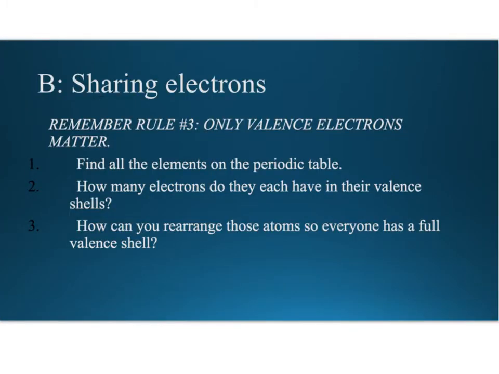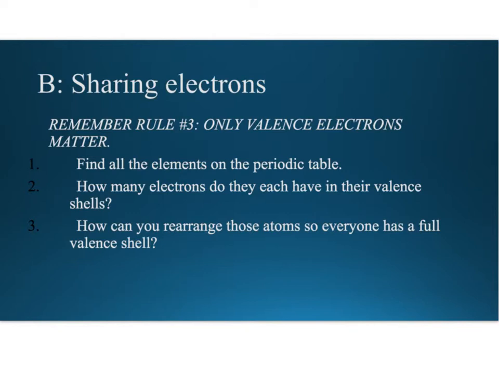All right, so we talked about ions and how to make ions, but atoms can also share their electrons. So for this, it's important to remember rule number 3, which is that only valence electrons matter. And if you are a little bit confused about that, or you need to remember how to draw a Lewis structure, go check out the rule number 3 video and then jump back over here. So, first step, this is always the first step, find all of the elements on the periodic table. Okay, and then again, you need to know how many electrons they have in their valence shells, on the outside shells. Now, rather than stealing them or donating them, we're just going to rearrange those atoms so that everyone feels like they have a full shell.